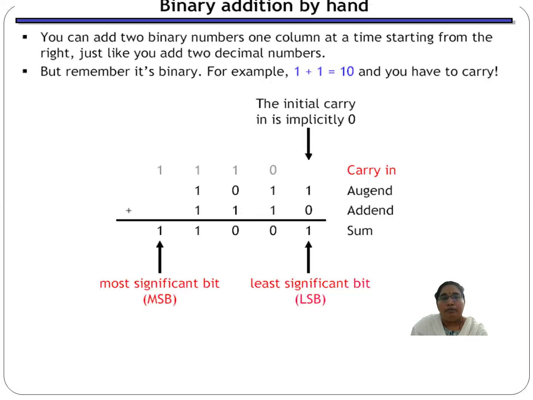Here 1, 1, 1. There are 3 ones, and if we add these 3 ones, the result is 3. The decimal equivalent is 3. The binary equivalent of 3 is 1, 1. That is a sum of 1 with a carry of 1 to the next, most significant position. So this is the result of the addition of these two 4-bit binary numbers.